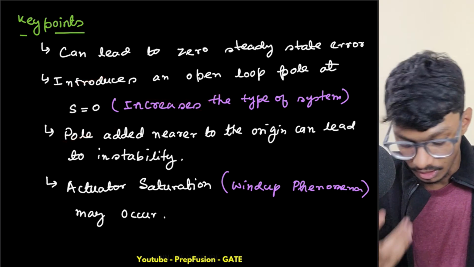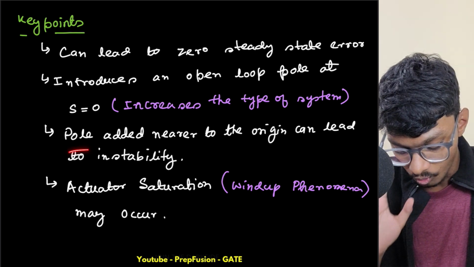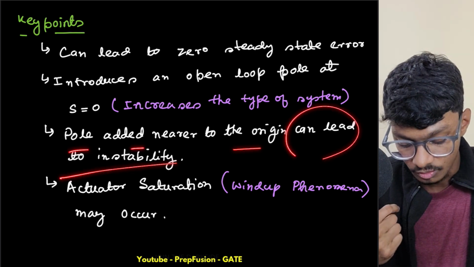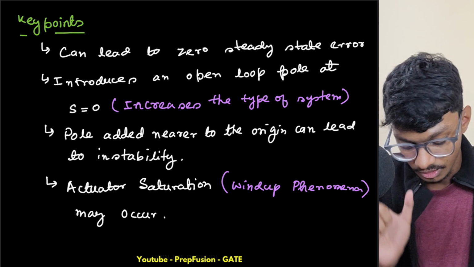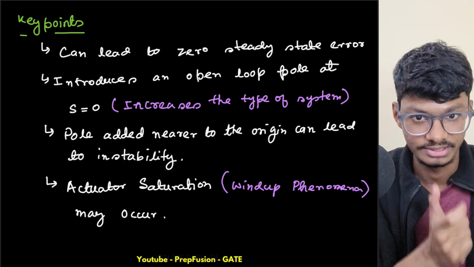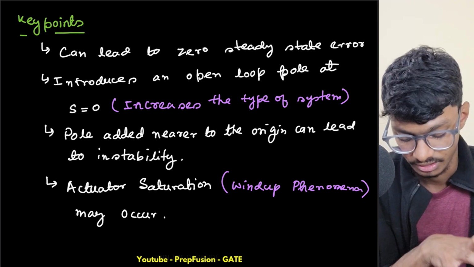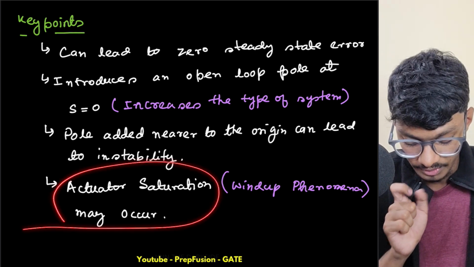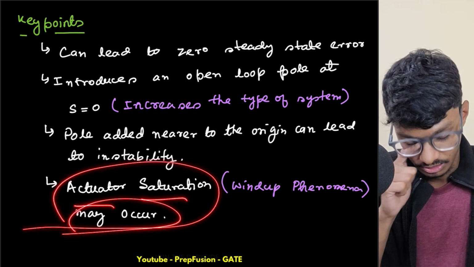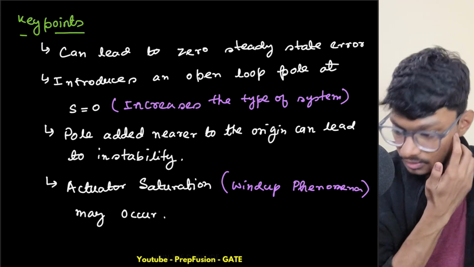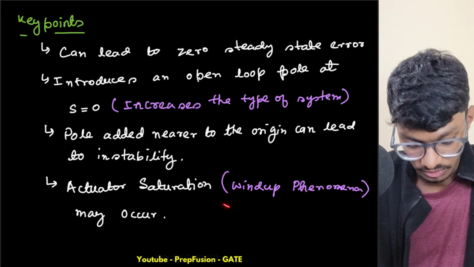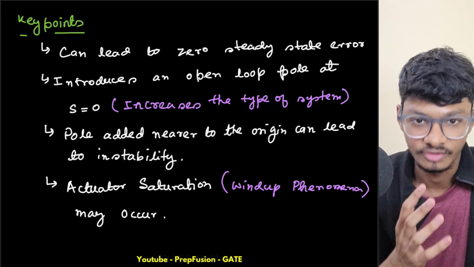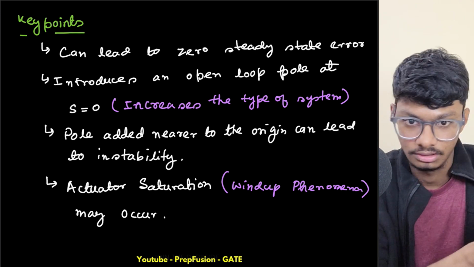Okay. So now what is the third point? The third point is that a pole added nearer to the origin can lead to instability. I mentioned this previously. Also, one more problem with the integrator controller, the PI controller: actuator saturation may occur. Now what do you mean by actuator saturation? This is also known as the wind up phenomenon. We'll understand this in the next few slides.